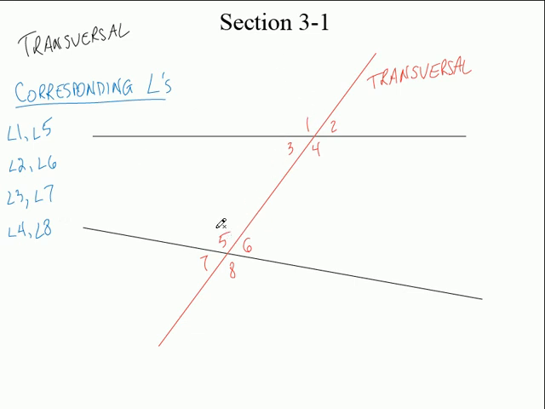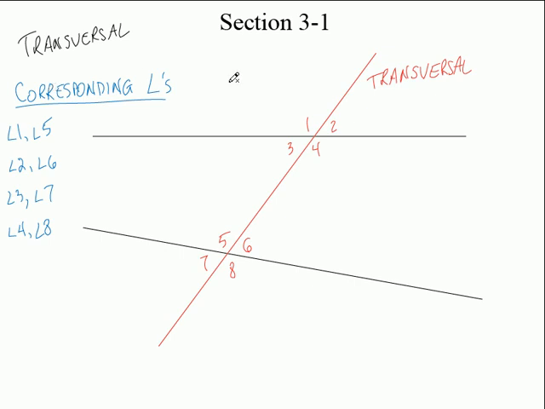Now, we're not going to learn this in this lesson right here. We're going to learn it tomorrow. But there's going to be a relationship between 1 and 5, 2 and 6, 3 and 7, 4 and 8. All right? Right now, today, all we're doing is learning the names of those relationships. Tomorrow, we'll learn some math stuff, you know, whether they're equal, whether they add up to something, whether they're whatever. All right? So that's corresponding angles.